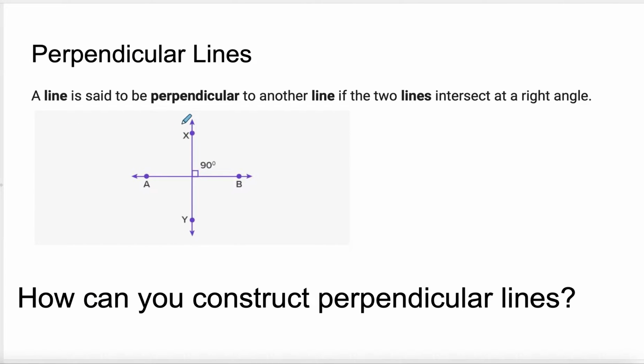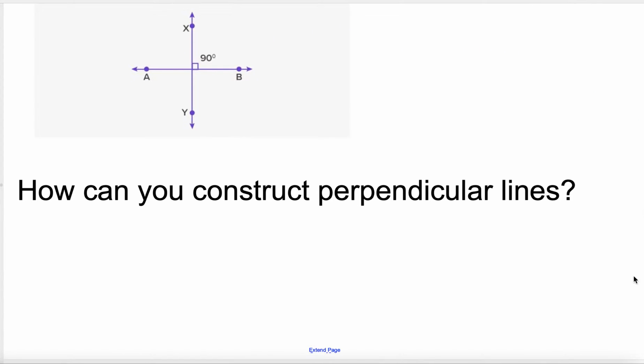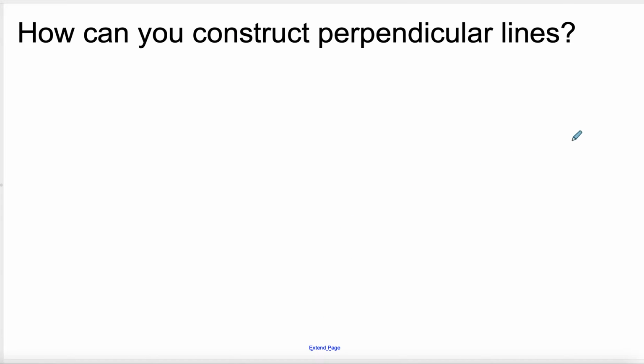Okay, now let's talk about perpendicular lines. We know perpendicular means 90-degree angles, right? So if you have two lines intersecting and their intersecting angle is 90 degrees, then they are perpendicular lines. And let me ask you how you can construct perpendicular lines. Okay, I want you to consider that.